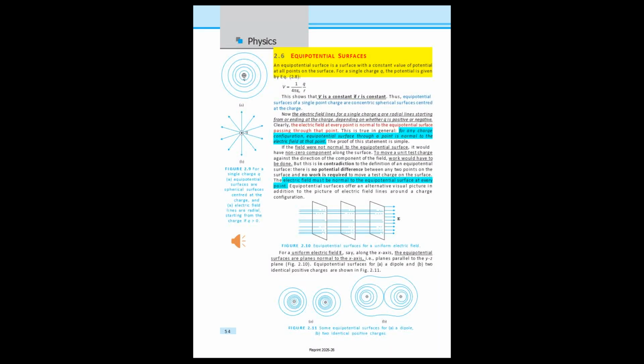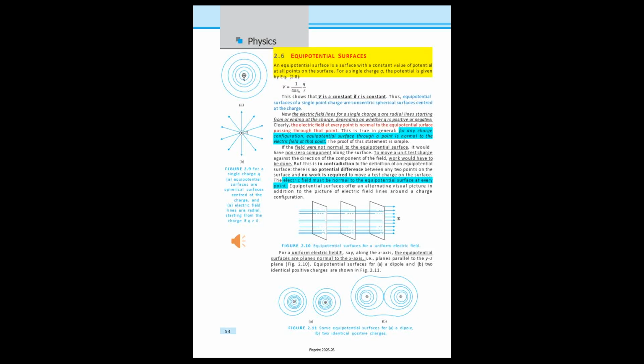Clearly, the electric field at every point is normal to the equipotential surface passing through that point. This is true in general. For any charge configuration, equipotential surface through a point is normal to the electric field at that point. The proof of this statement is simple. If the field were not normal to the equipotential surface, it would have a non-zero component along the surface. To move a unit test charge against the direction of the component of the field, work would have to be done.